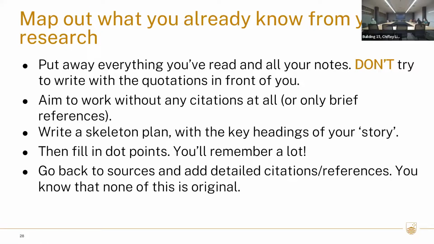So it's important that we can find a way to map out what we already know from our research. And so, as we were just talking about, an effective way of doing this is to write from what you already know. So do all your research, take your notes, then put everything away and just write from what you know without necessarily any quotations or citations in front of you. So in fact, in the first instance, you're potentially aiming to work without any citations at all, or only brief references. So you write your skeleton plan, you put all the key headings, and then you fill in the dot points. And you'll be surprised to find that you actually remember quite a lot.